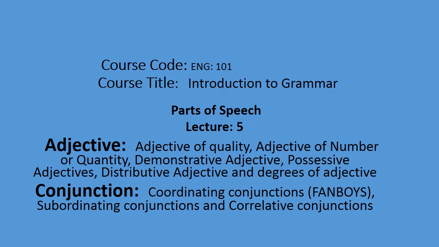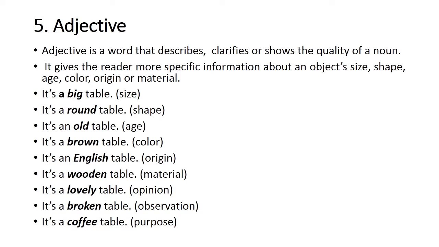Students, today I am going to tell you about two other parts of speech, that are adjective and conjunction. What is an adjective? An adjective is a word that describes, qualifies, or shows the quality of a noun. It gives the reader more specific information about an object, size, shape, age, color, origin, or material.